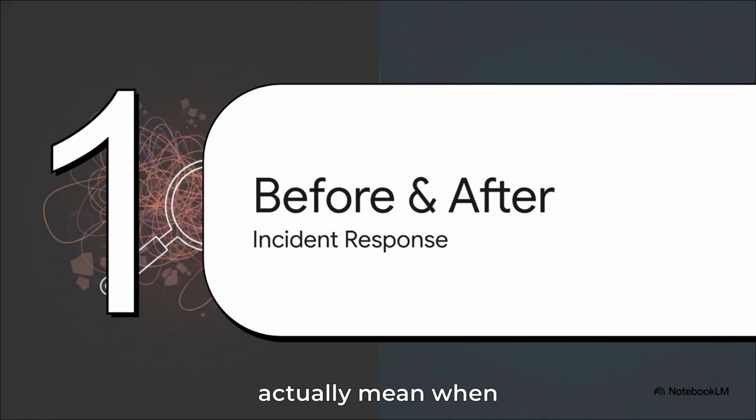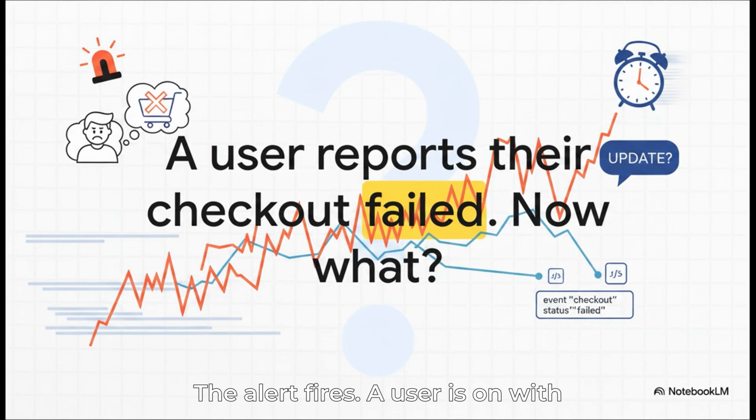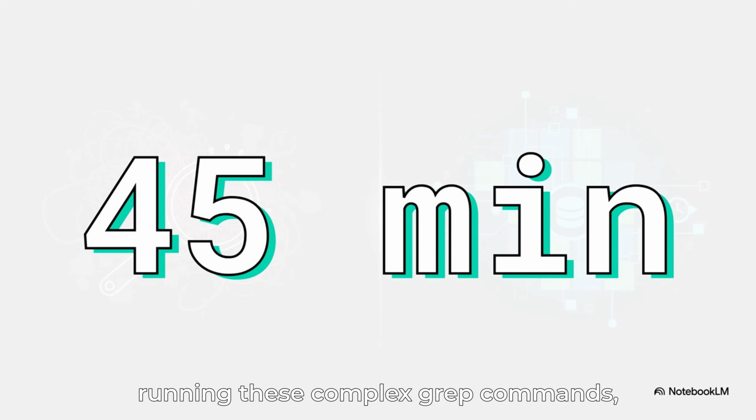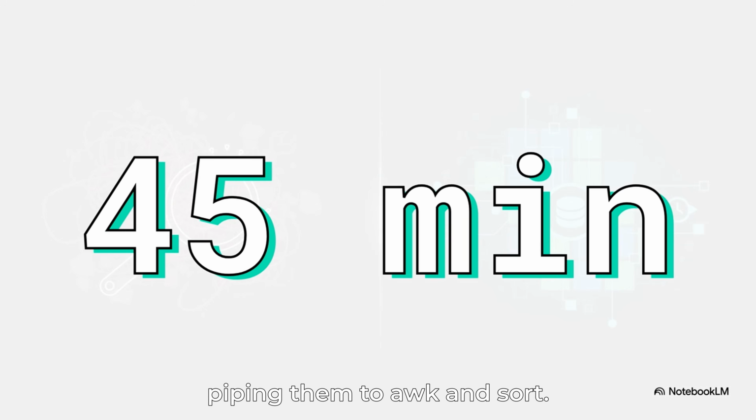So what does this all actually mean when the pressure's on? Let's walk through a real-world incident and see the dramatic difference this makes. The alert fires. A user is on with your support team saying their checkout failed. Your boss is pinging you for updates. The clock is ticking. What do you do? Well, the old way? You're SSHing onto multiple servers. You're running these complex grep commands, piping them to awk and sort. You're manually trying to piece together a story from a sea of messy text. Maybe 45 very stressful minutes later, you might have a lead.